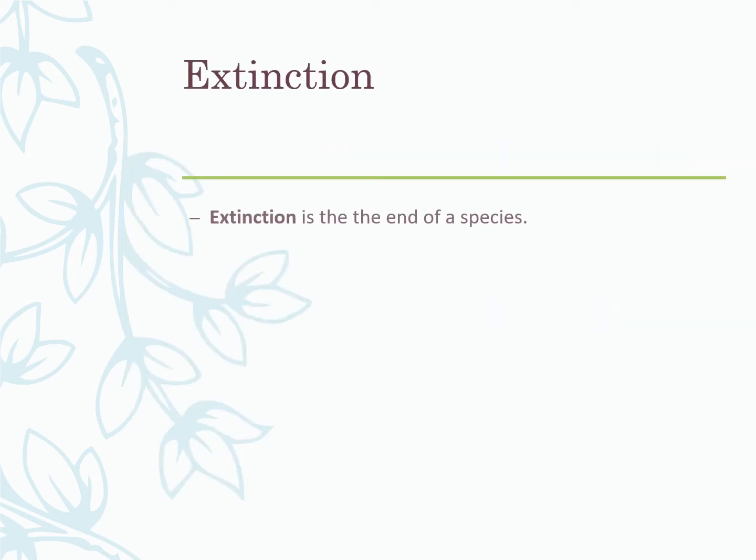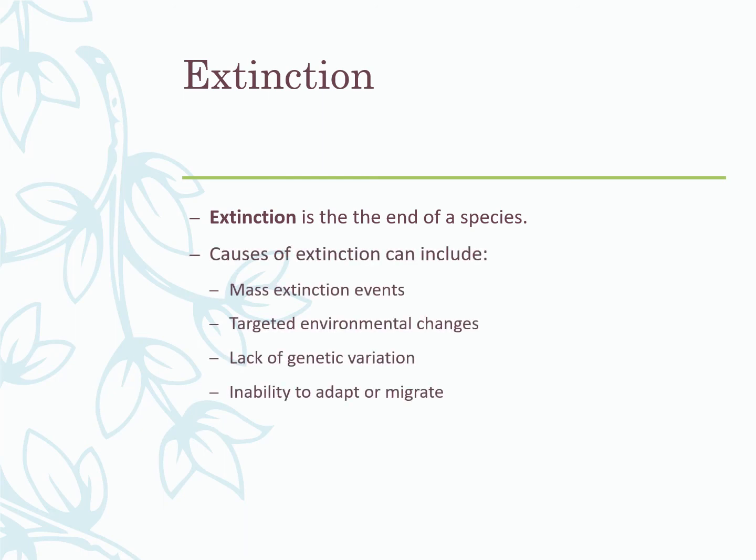So the first major way that species can change over time is extinction. So extinction is the end of a species. So the species no longer exists on the planet. So causes of extinction can include mass extinction events, kind of like the asteroid, or ice ages, things like that. Targeted environmental changes, lack of genetic variation. So if you had a large population of a species, but that species dropped in population and now there's only like 20 left, those individuals will need to basically inbreed with each other over and over and over again, reducing the genetic variation and increasing the amount of inbreeding issues we see.